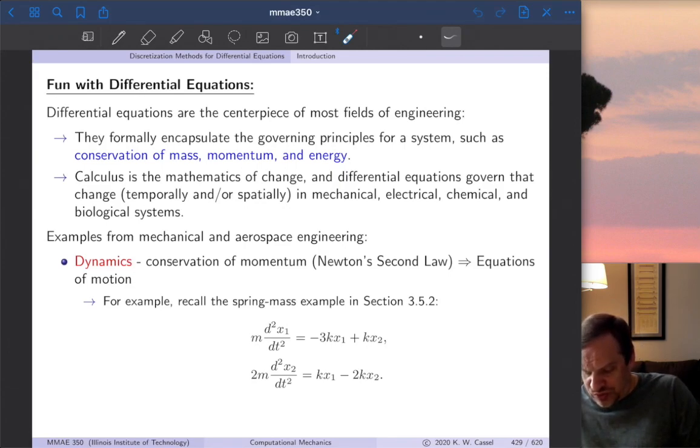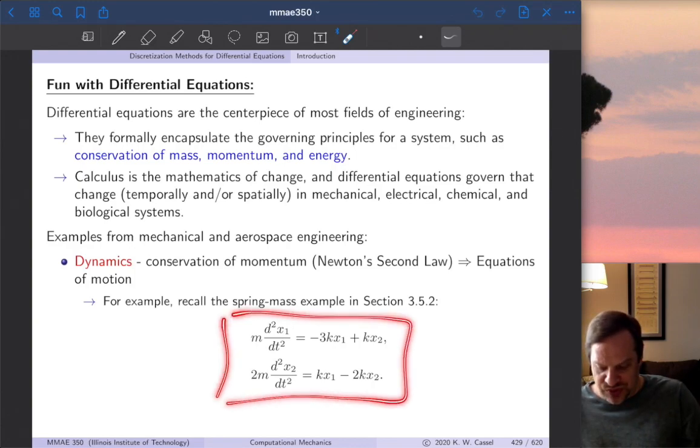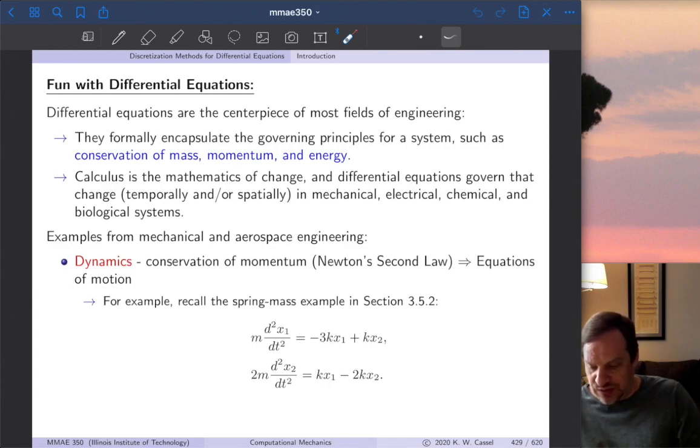So let's just walk through some examples throughout mechanical and aerospace engineering where you have or you will see differential equations coming up. So dynamics, so of course like MMAE 305. So basically the governing principle there is conservation of momentum in the form of Newton's second law, F equals ma. And you'll remember we applied this to our spring mass example early on in the semester. And we got these 2 coupled second order ordinary differential equations for the spring mass system. So essentially, again, dynamics is Newton's second law applied to all kinds of crazy systems.